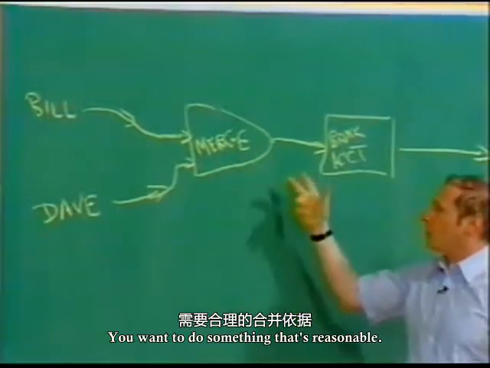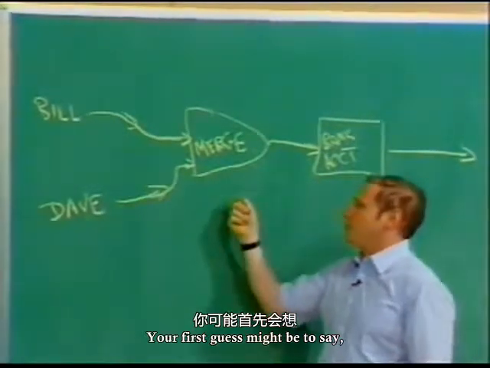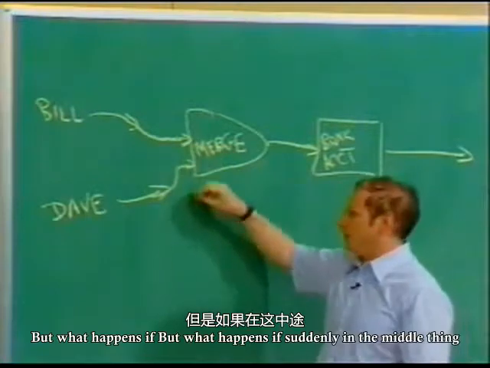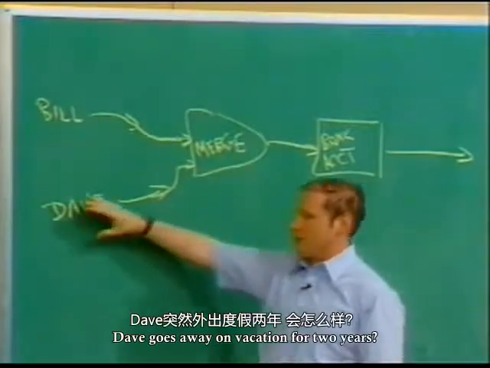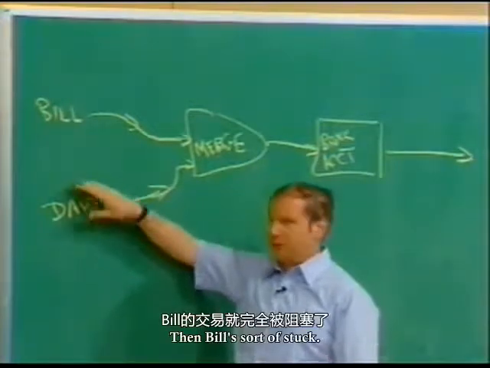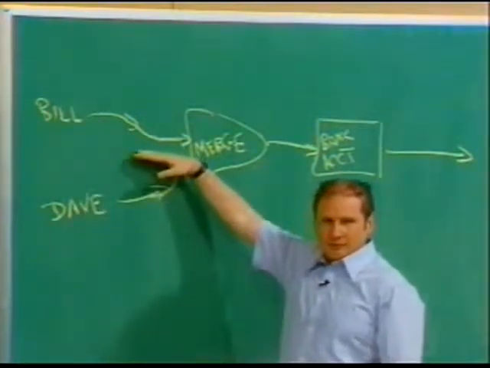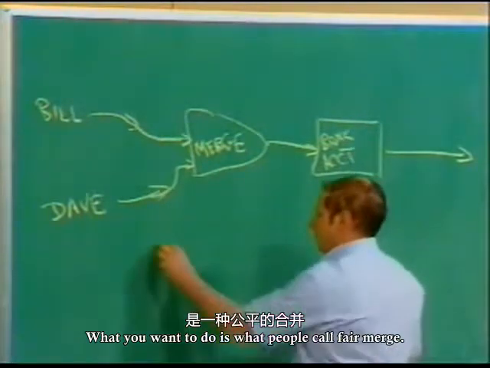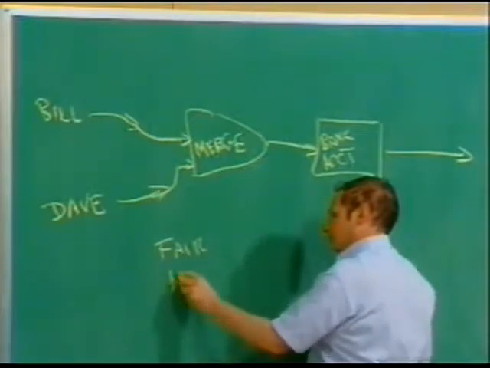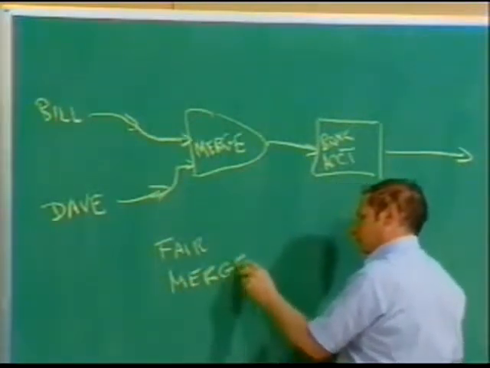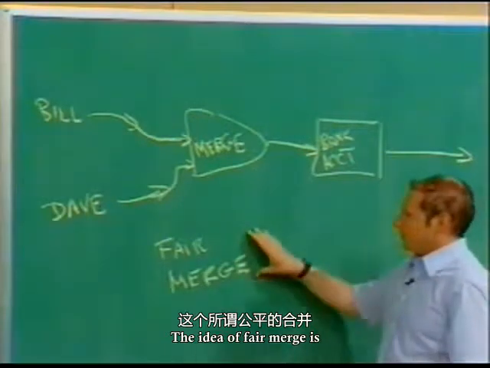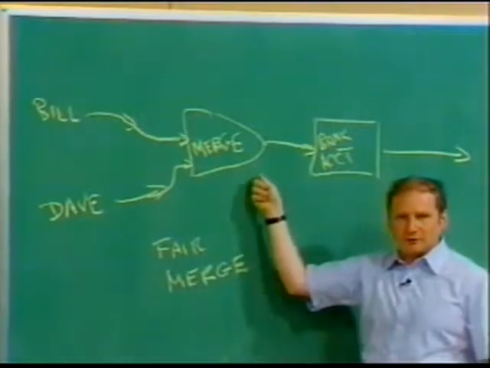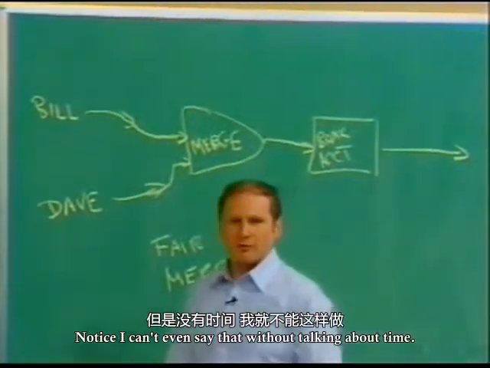You want to do something that's reasonable. Your first guess might be to say, well, we'll take alternate requests from Bill and Dave. But what happens if, suddenly in the middle of this, Dave goes away on vacation for 2 years? Then Bill is stuck. So what you want to do, well, it's hard to describe, is what people call a fair merge. The idea of fair merge is it should do them alternately, but if there's nothing waiting here, it should take one twice. Notice I can't even say that without talking about time.